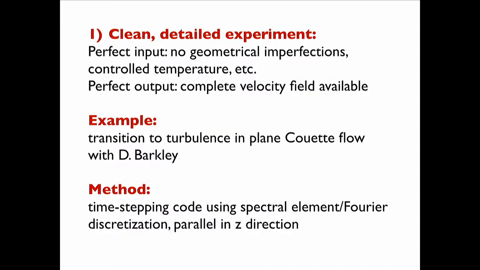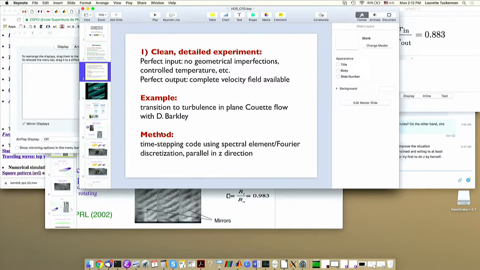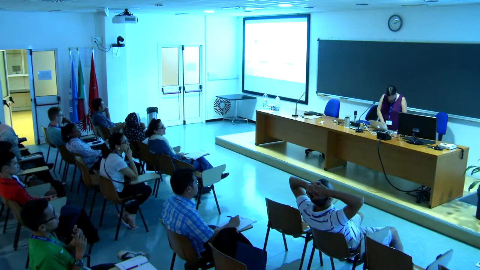Okay, so let me first talk about the first use, where you're going to do a perfect experiment, with perfect input and perfect output. This is something I talked about when I was here three years ago: transition to turbulence in plane Couette flow. This is done with a time-dependent code, so it's like a perfect experiment. Let me start by showing a movie. Where's the movie? Hopefully this will just go. Okay, ready? Everybody watching the movie?